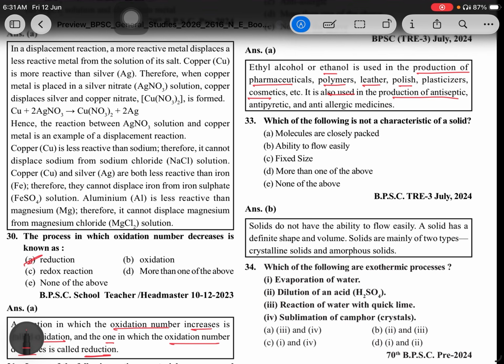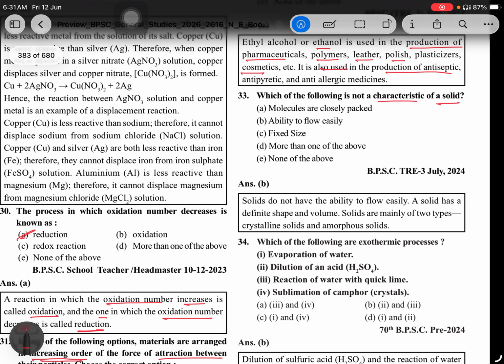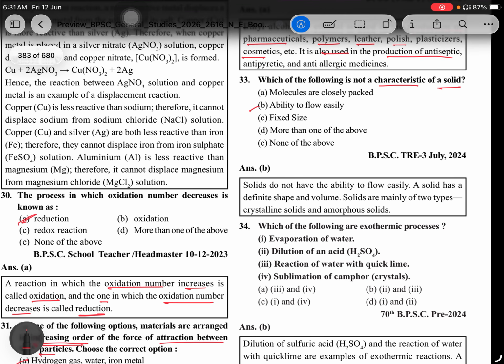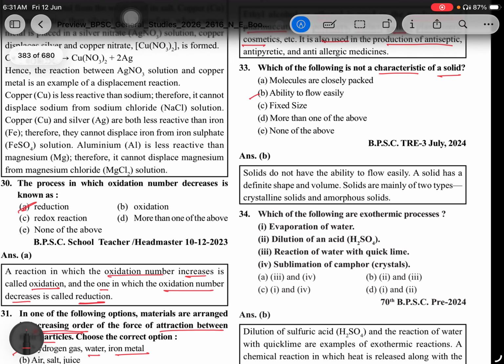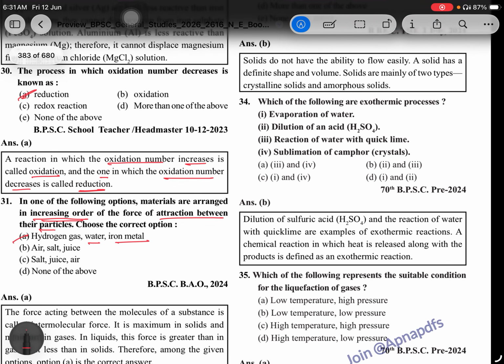Which of the following is not a characteristic of a solid? That is B. Ability to flow easily. A solid does not have the ability to flow easily. A solid has a defined shape and volume. Solids are mainly of two types: crystalline solids and amorphous solids.